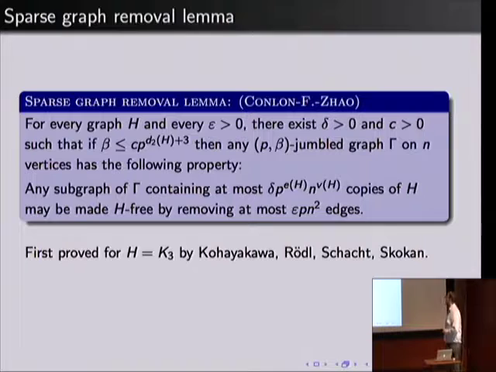So it says for every graph H and every epsilon greater than 0, there's a delta greater than 0 and C greater than 0, such that if you have a sufficiently jumbled graph Gamma, where sufficiently jumbled depends on the 2-degeneracy of H, which is closely related to the degeneracy of the graph. Then any subgraph of Gamma containing few copies of H, so in Gamma you'll have about p to the e(H) times n to the v(H) copies of H, just by counting in Gamma. And if you have a subgraph which contains few copies of H, then that subgraph can be made H-free by removing few edges. The number of edges in Gamma is about pn squared over 2.